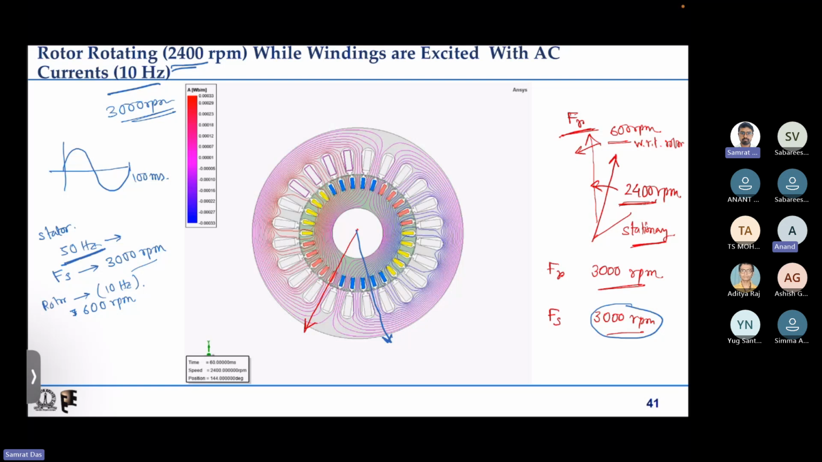Generally, whatever excitation we give to the rotor is a 10 hertz normal? No, I told you that is some random number. In the actual case, the rotor excitation is never 50 hertz. Rotor excitation is far lower. 10 hertz is a very high frequency value for the rotor. Generally, slip is only 3%, 4%.